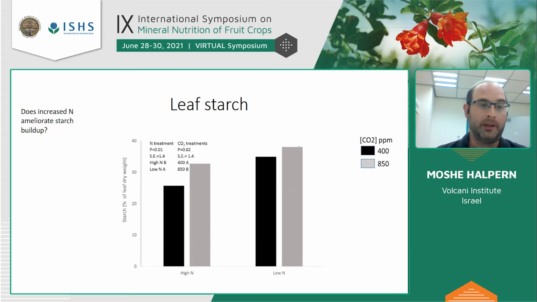So does increased N ameliorate starch buildup? Well, not exactly, because there's more starch in the high carbon dioxide no matter what, but it counteracts it, meaning if you have more nitrogen, there's always going to be less starch.